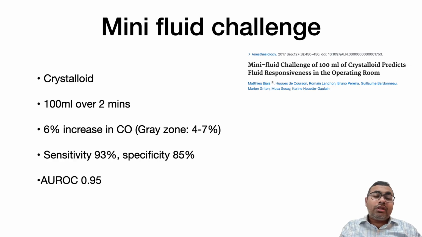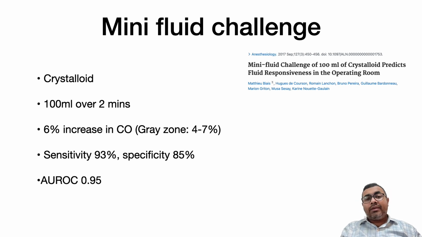Now, it may not be possible to administer an entire 500 ml bag to the patient. In that case, we may also employ a mini fluid challenge where we administer 100 ml of crystalloids over 2 minutes and assess the cardiac output response. Here the cutoff is a 6% increase in cardiac output, in contrast with the usual 10 to 15% increase that we take for a standard fluid challenge.